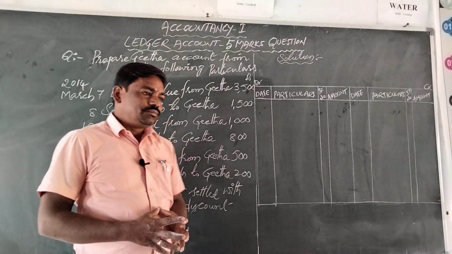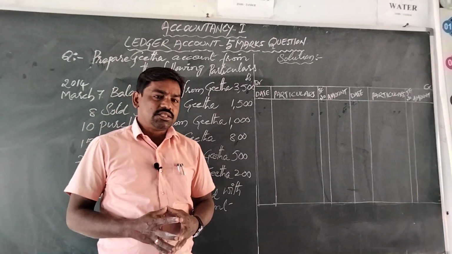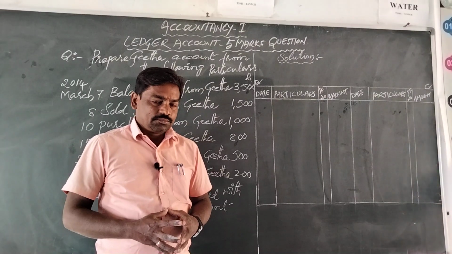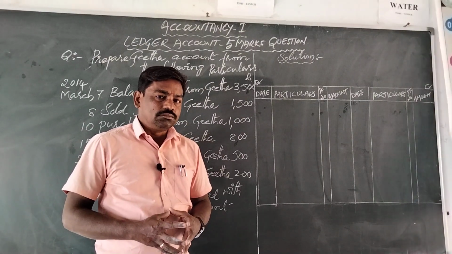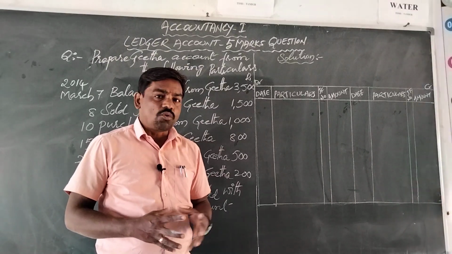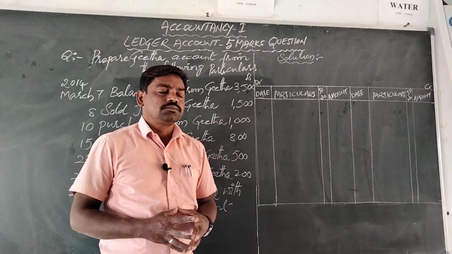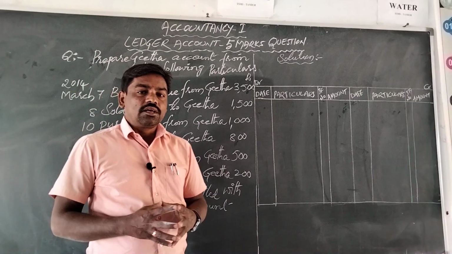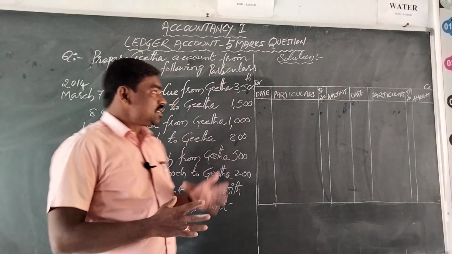In this video, I will explain a CEC first year accountancy problem that will come in the annual examination for 5 marks from the topic ledger. See here, the problem will be given like this.